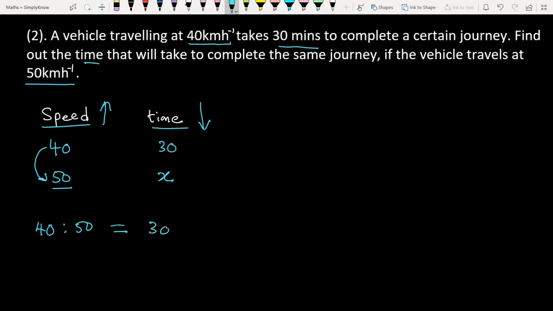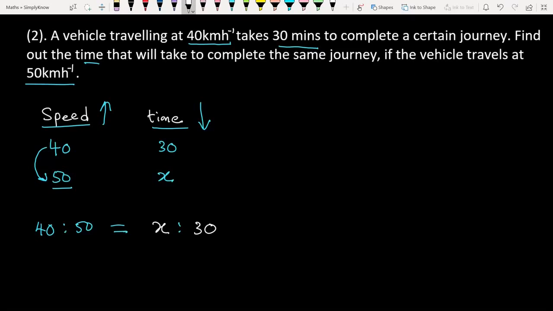Now don't write 30 to x, it's wrong. Then it has to be a direct proportion. Now, we have to write the other way around. You need to interchange the numbers of one ratio. So I'm going to interchange the numbers of the time ratio. So it should be not 30 to x, but x to 30. So the ratio of speed equals the ratio of time interchanged.